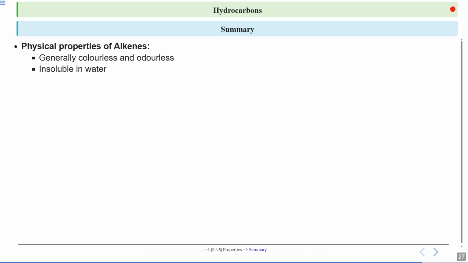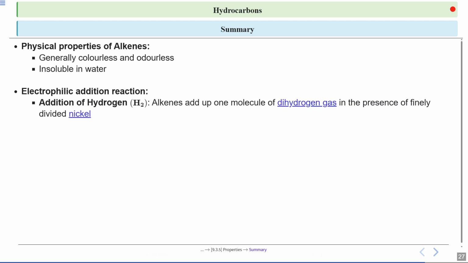This means they do not mix with water, much like oil. This property is due to their non-polar nature, which is a common trait among hydrocarbons. Right? Then we have electrophilic addition reaction. So let us look at the addition of hydrogen, also called hydrogenation.